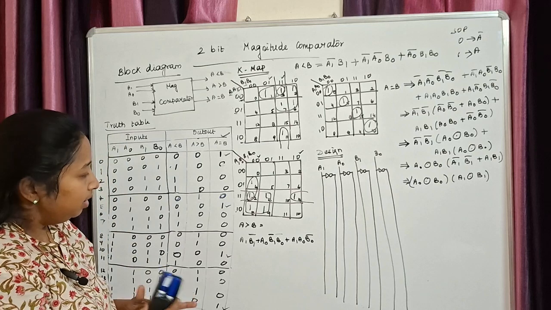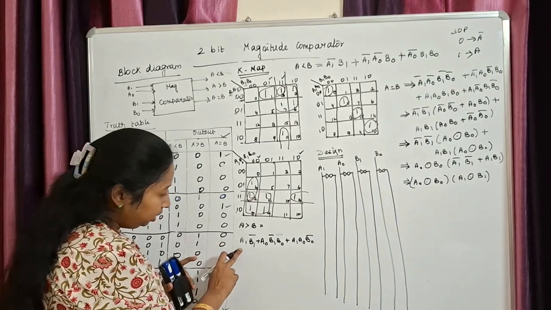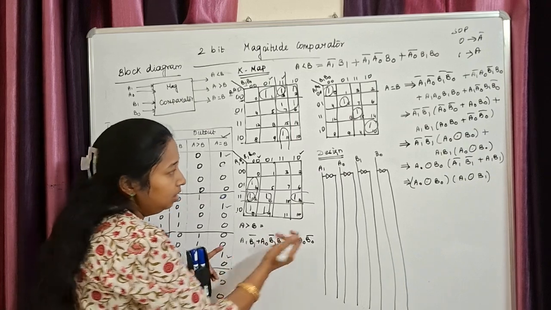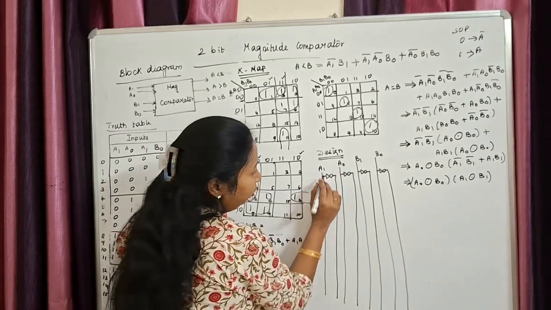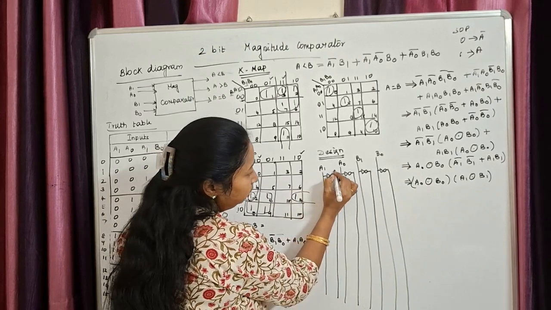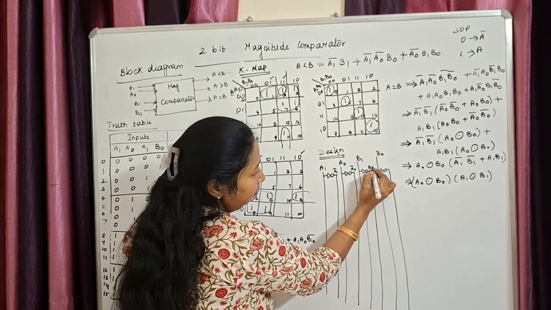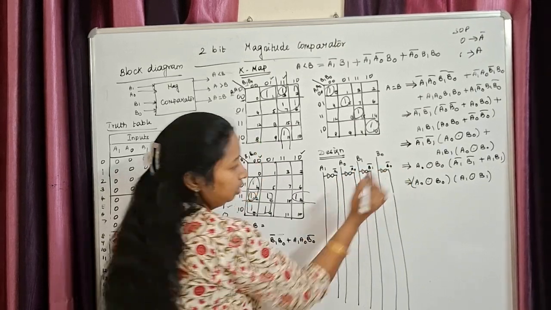Clear? Now, let's design A greater than B first. How do you design? What are the terms? It is A1, B1 bar. The complemented output will be for this particular input. A1 is here. If I feed it inside a NOT gate, what is the output of my NOT gate? It is A1 bar. Here it is A0 bar. Here it is B1 bar. Here it becomes B0 bar.